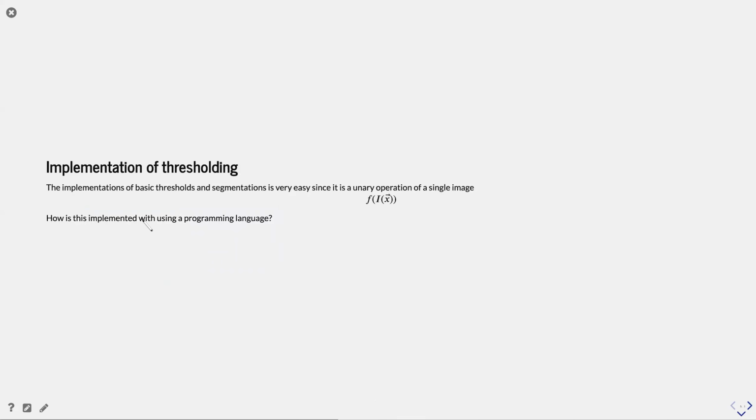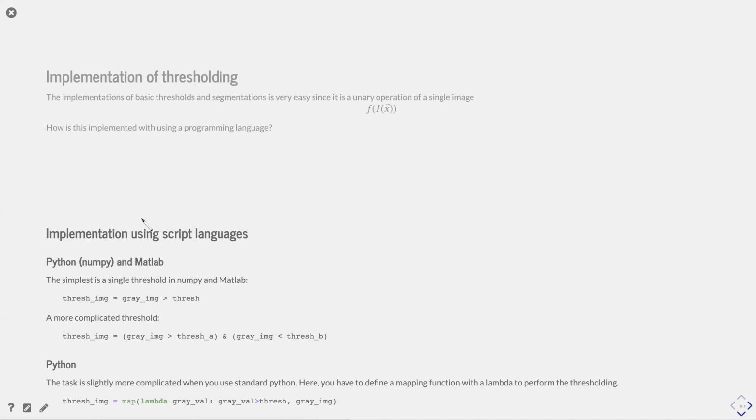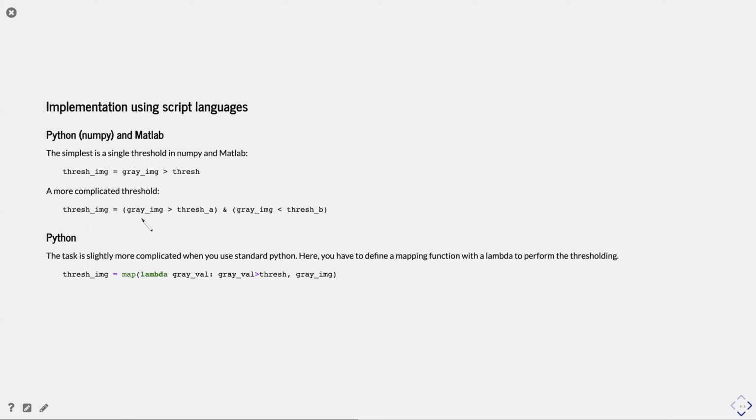Now we have been talking about how to use the threshold, but implementing it is also something that needs to be done. In Python, we already saw how to do it. It's actually a very simple task. You can do something like this: just say you have the gray level image, which is greater than the threshold. You have your segmentation. Fantastic.